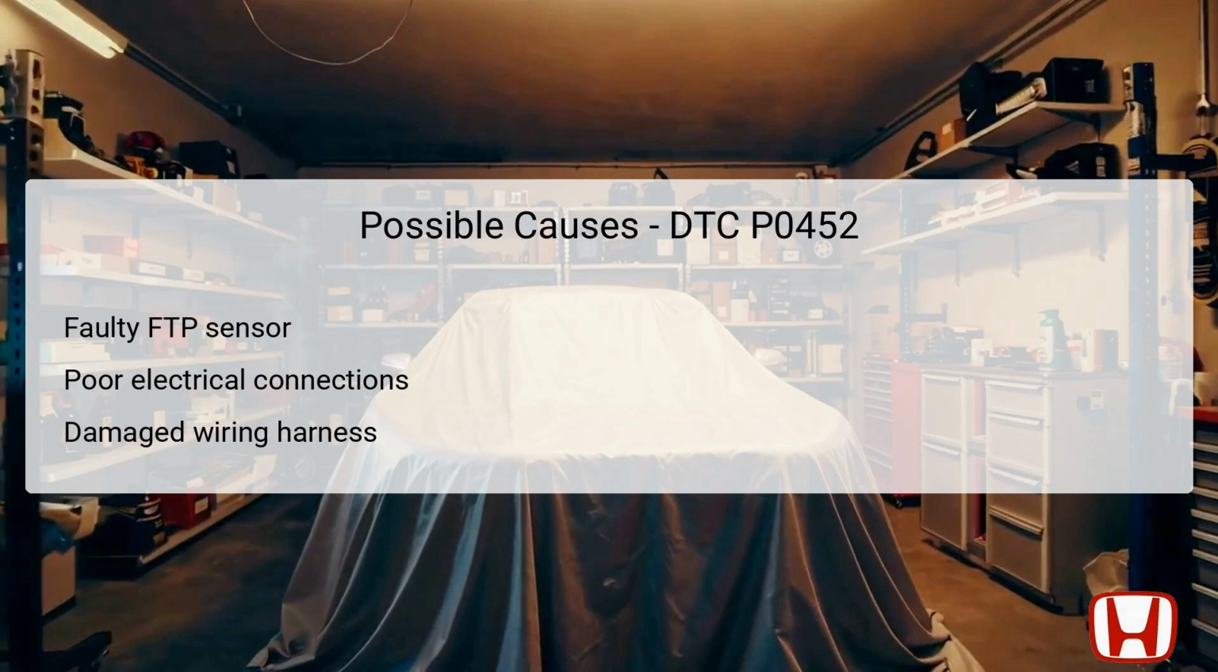Several factors can contribute to the triggering of DTC P0452. A faulty FTP sensor itself is often the most direct cause. It may in turn fail to send correct voltage signals to the ECM. Additionally, poor electrical connections can impede the flow of voltage, resulting in an erroneous reading of the sensor's performance. Loose or corroded terminals, especially at the FTP sensor and the powertrain control module, PCM, can drastically affect signal integrity.